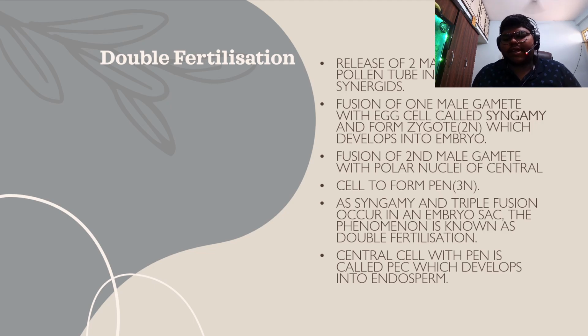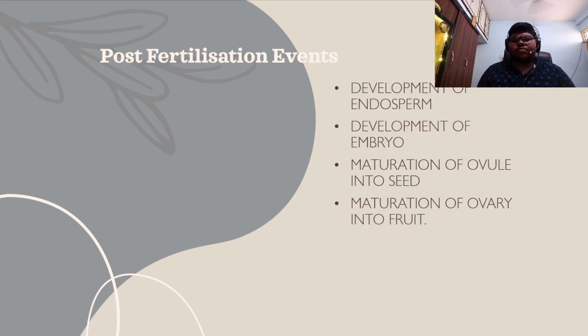Fusion of the second male gamete with the polar nuclei of the central cell forms the primary endosperm nucleus. As syngamy and triple fusion occur in an embryo sac, the phenomenon is known as double fertilization. The central cell with the PEN is called the primary endosperm cell, which develops into the endosperm.